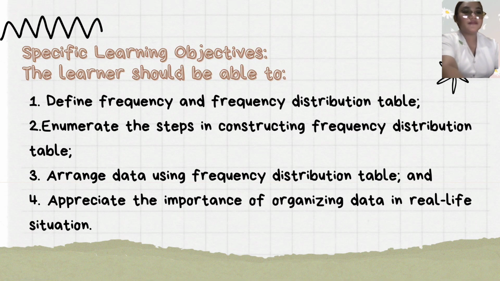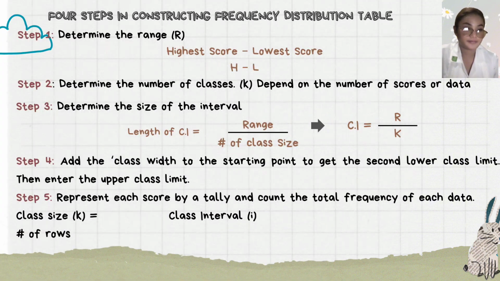So next, specific learning objective. The learner should be able to define frequency and distribution table, enumerate the steps in constructing frequency distribution table, and third is arrange data using frequency distribution table, and the fourth is appreciate the importance of organizing data in real-life situation.